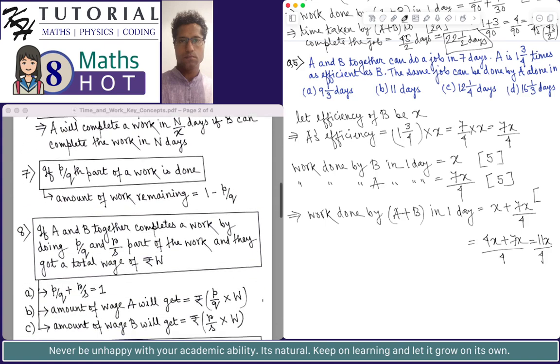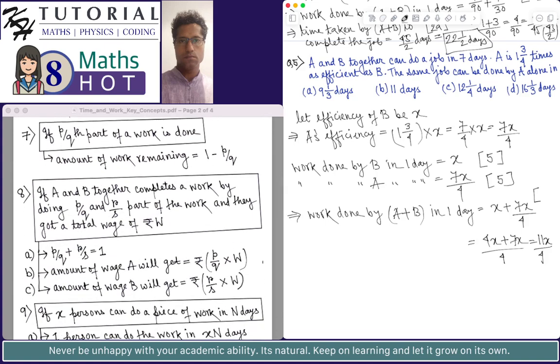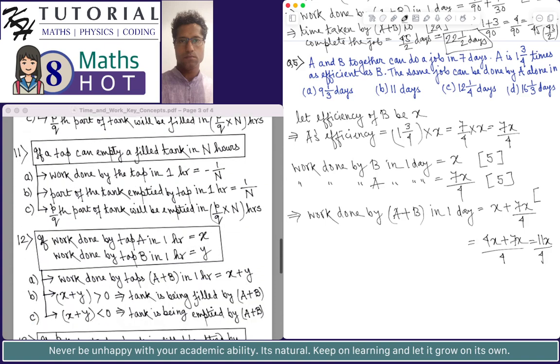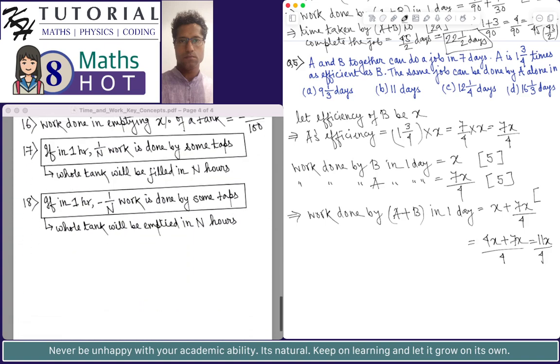this concept is not given in the document of keys and concepts and formulas. I will add it later on. You can also consider.